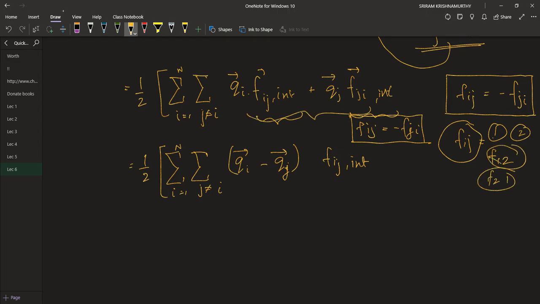So this is why this factor of half comes here, because we don't want to double count the forces. So whatever force we calculate, so if we calculate 1 2 or 1 3 or 1 4, we also calculate 2 1, 4 1, 3 1, like that. And then since we don't want to double count, we add a factor of half here. That's what is happening here.